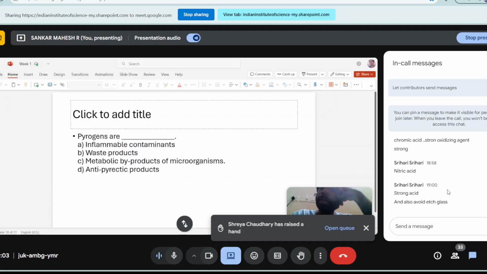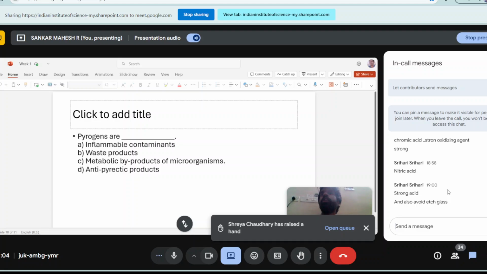Yeah, Shreya, you can talk about one incorrect option. So, sir, inflammable contaminants is wrong because pyrogens are basically those that cause fever, so it is somewhere related to microbes. Okay, what are inflammable contaminants? Sir, they are foreign substances that cause inflammation, but it is not necessary that they cause fever. It can be redness or some other things. Swelling, histamine. Right. Good.